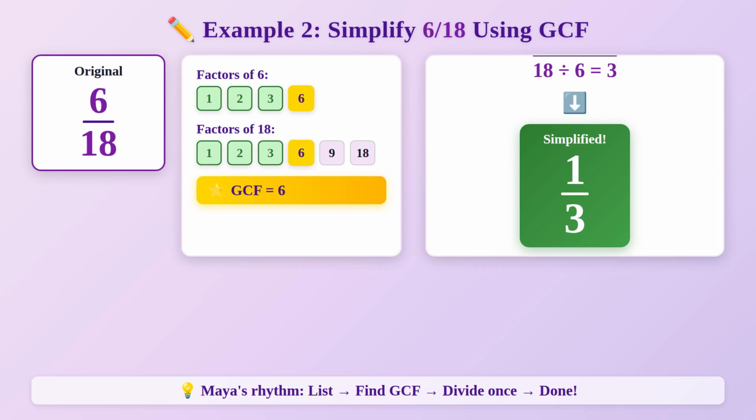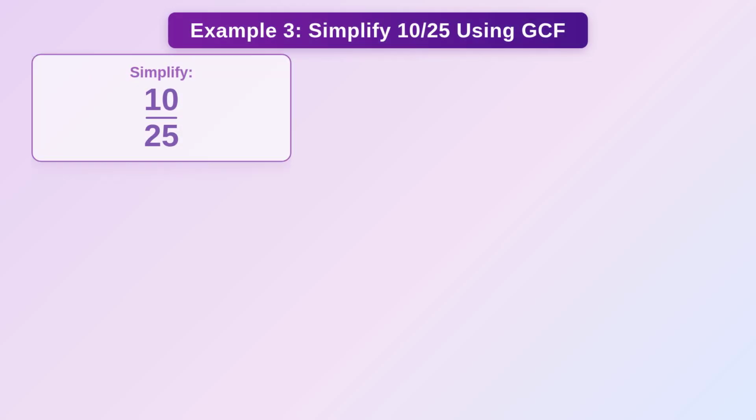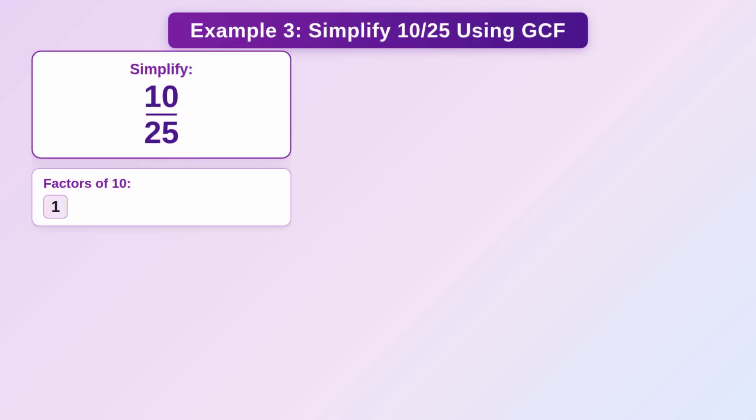Maya's starting to feel the rhythm now. List, find the greatest, divide once, done. Here's another one. Simplify 10 over 25.